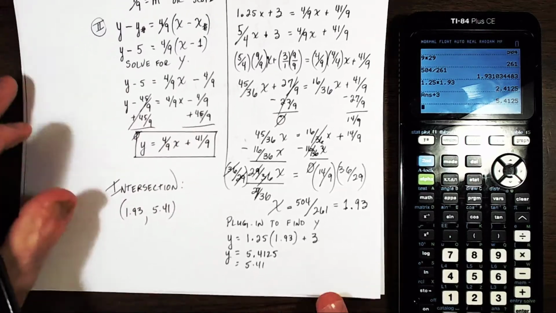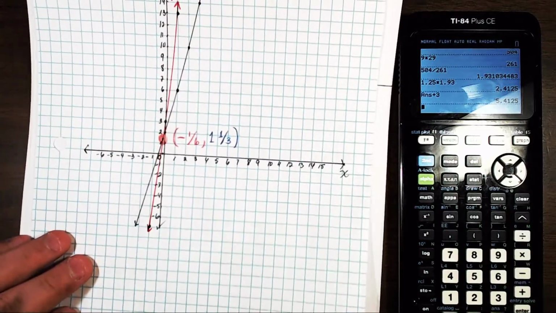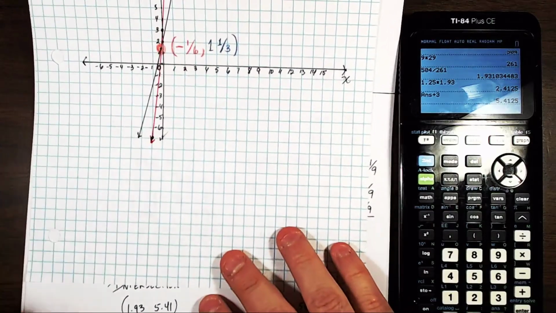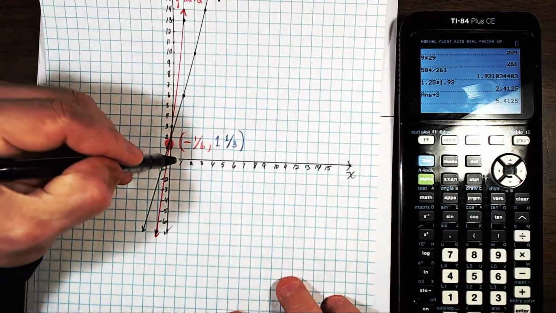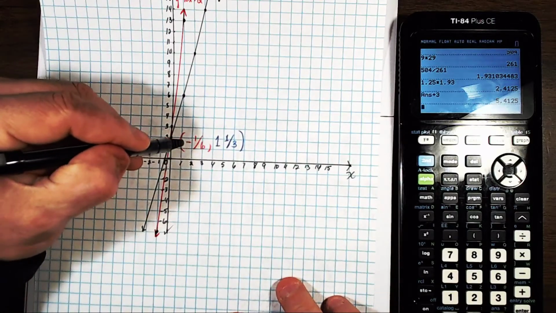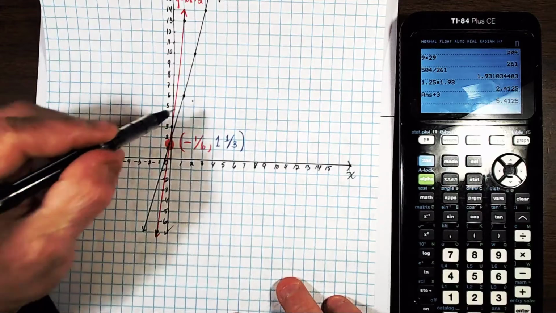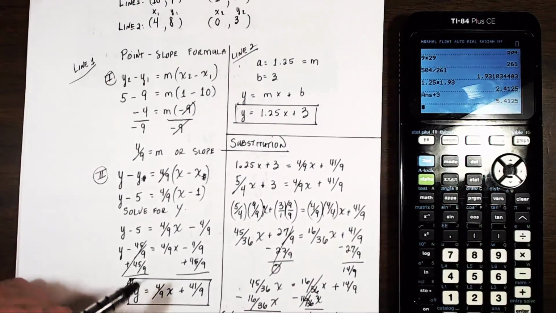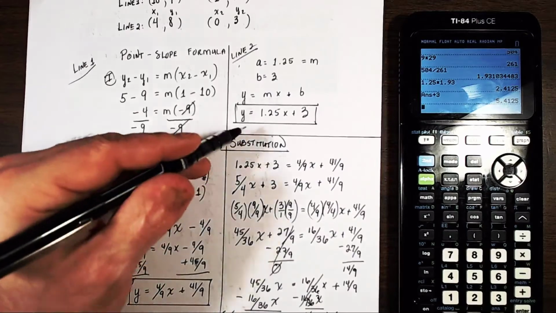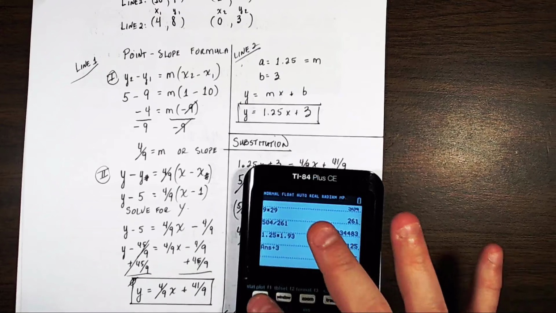Okay? If we were to go back to our graph here and try to just check that point, 1.93 and 5.41, that would be like 1.93 would be over here, and then 5.41 would be somewhere up here. So that point would fall kind of like right there where that little dot was. Now I'm not going to plot these lines, but I could do this. I could plot these points by hand. We'll just do it in the calculator and save time.